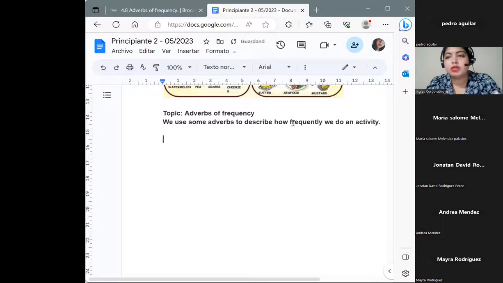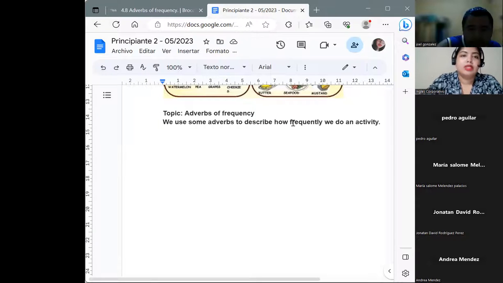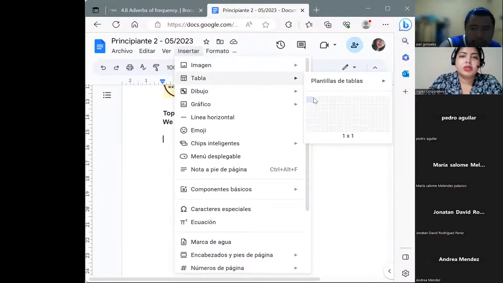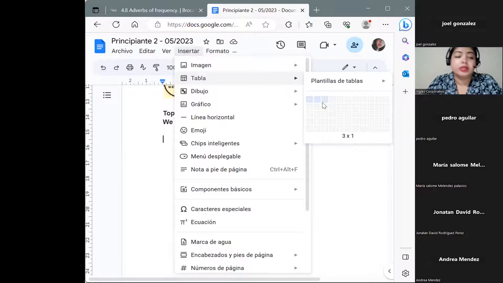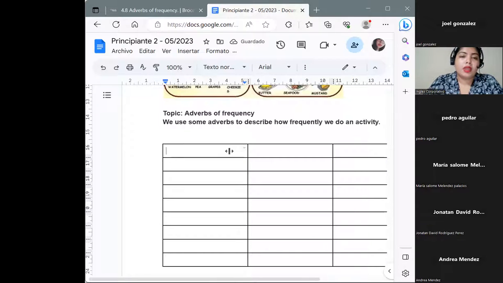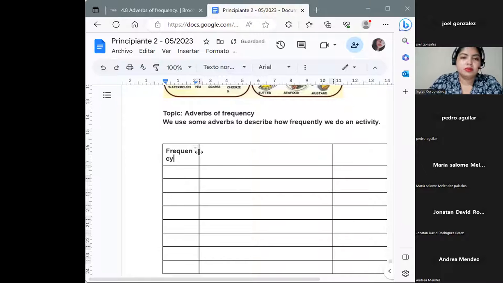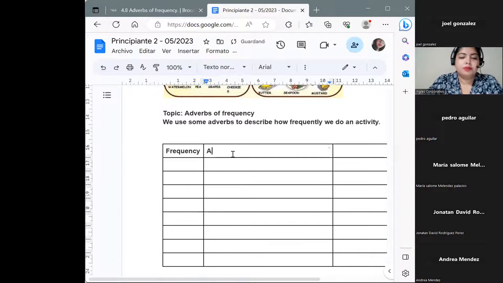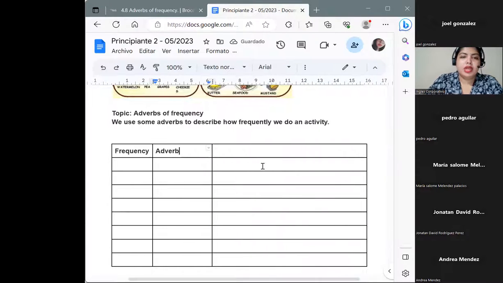Ok, esto es básicamente para que nosotros podamos describir con qué frecuencia hacemos o realizamos una actividad. Ahora, les voy a mostrar la tabla in which we are going to see the frequency or the percentage, the adverb that we are going to use, and an example of that adverb. In this case, I have 1, 2, 3, 4, 5, 6, 7, 8, and 9. We have 9 adverbs of frequency with the examples. Okay, in this case, we have the frequency. Here we have the adverb. And here we have the example.